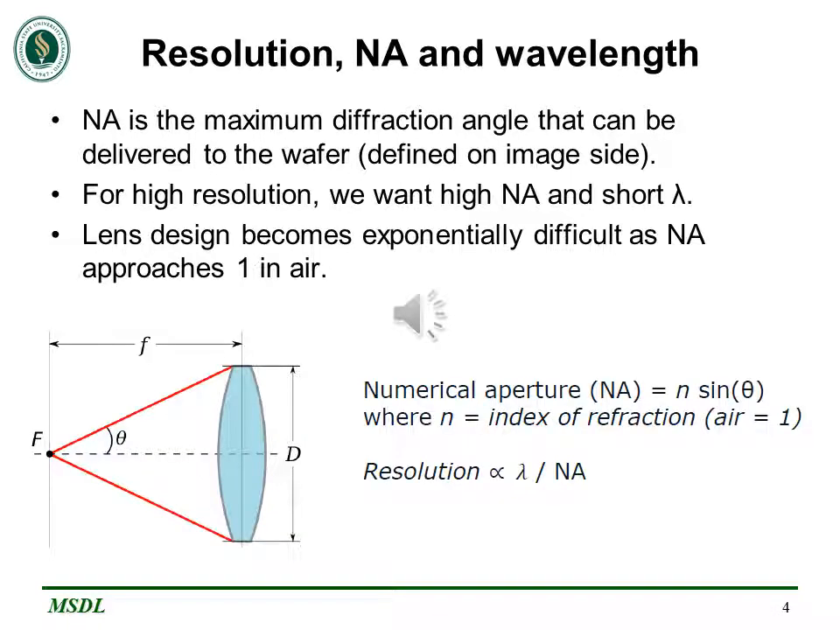Numerical aperture is the maximum diffraction angle that can be delivered to a wafer. For high resolution, we want high numerical aperture and short wavelength. The lens design becomes difficult as the numerical aperture moves towards 1.